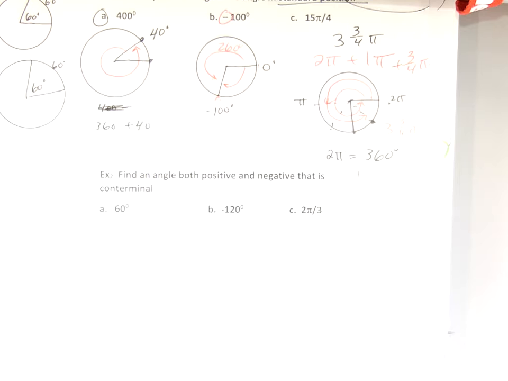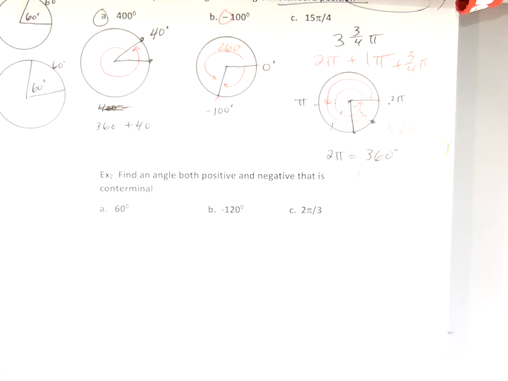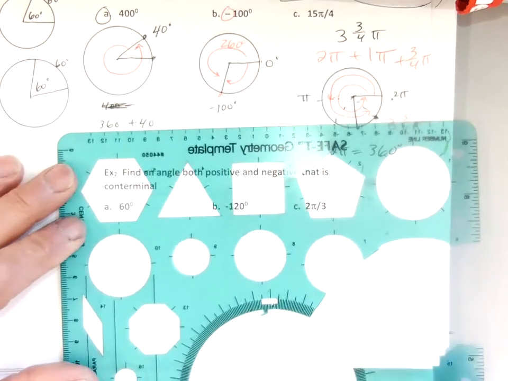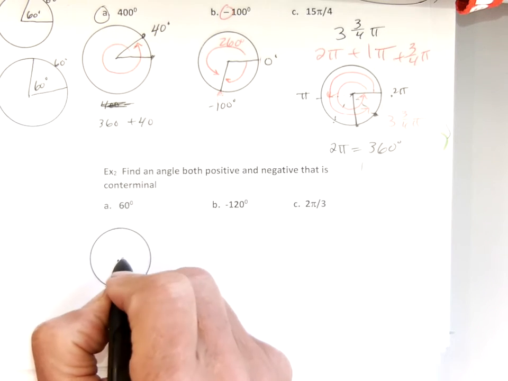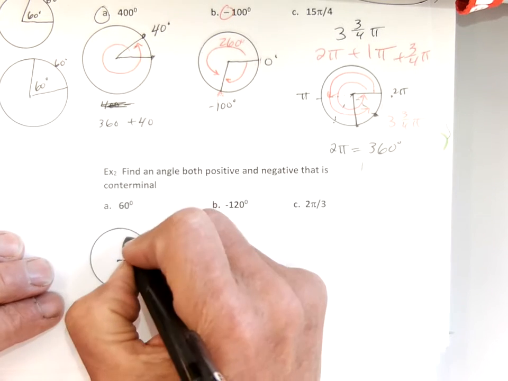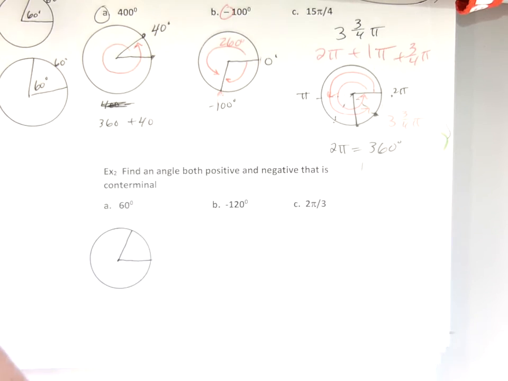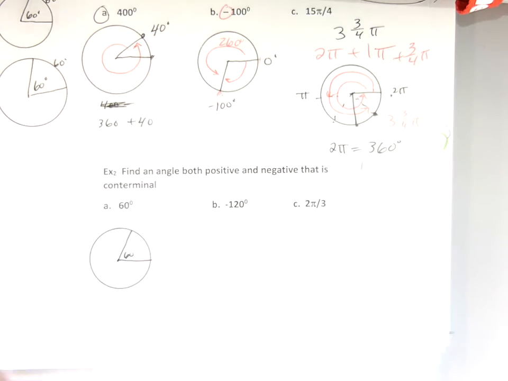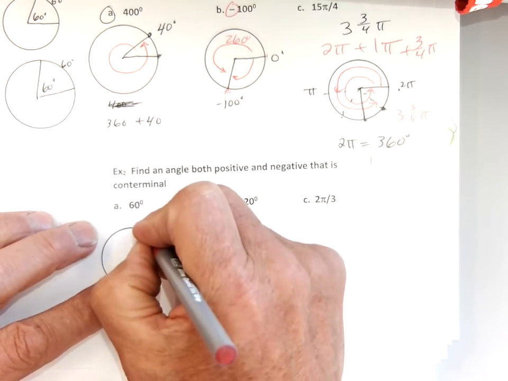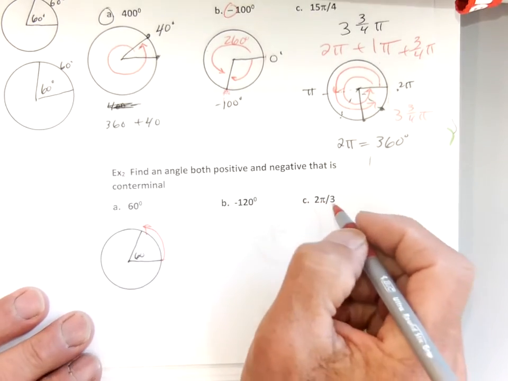Now, example 2: find an angle, both positive and negative, that is coterminal. I can't spell, never have been able to. Coterminal is 60 degrees. So I'm going to draw a little picture. I like the circle, circles always help me. There's about 60 degrees right there. So 60 degrees is a rotation this way, right? There's 60. Now, finding both positive and negative, that's coterminal.